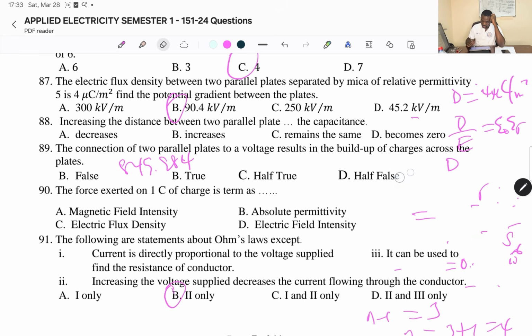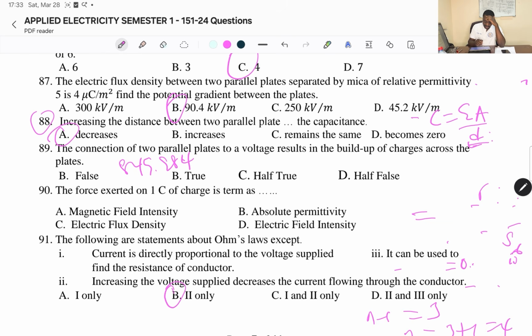Now we move to the next question, which is 88. Increasing the distance between the plates, right? We have 88. Increasing the distance between two parallel plates, that's the capacitance. If you are increasing the distance between the plates, that means the capacitance is going to reduce because of the formula, right? Capacitance is equal to this formula, absolute permittivity times area over the distance between the plate. So if we are increasing the distance between the plate, that means the capacitance here will decrease. So it's A.